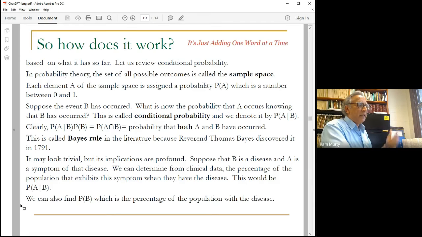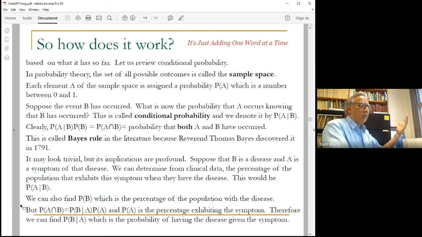Now we can also find the probability of B, which is the population that has the disease. So that's also from clinical data. Both probability of A given B and probability of B are obtained from clinical data. Now, as I told you, probability of A given B times probability of B is the same as probability of A intersect B, but the probability of A intersect B is the same as the probability of B intersect A. Therefore, I can flip the whole thing around and you get an equation.